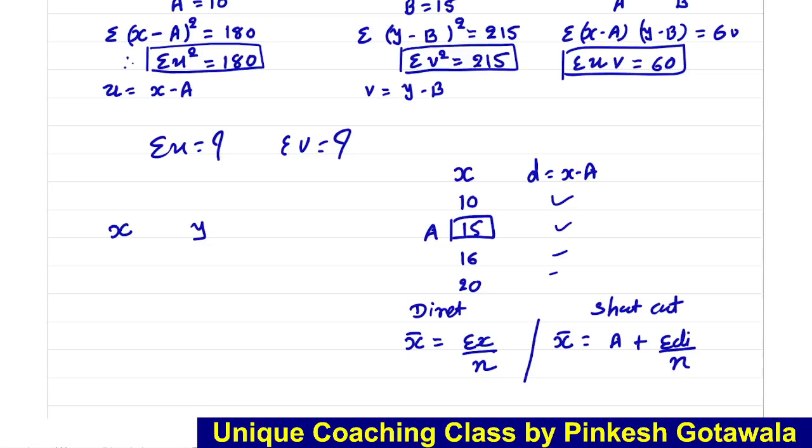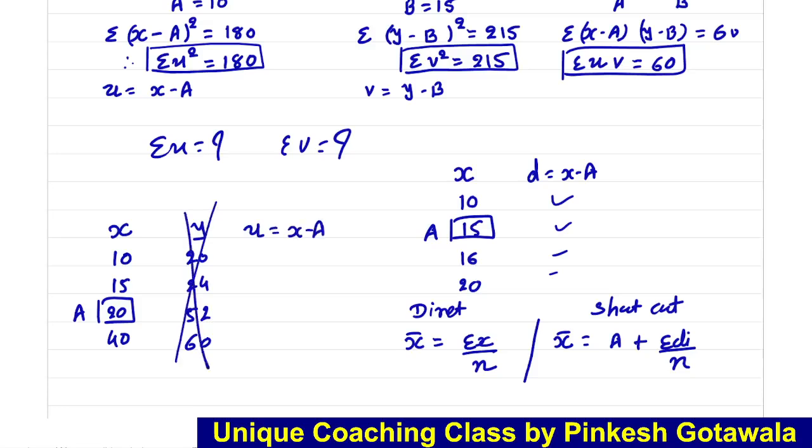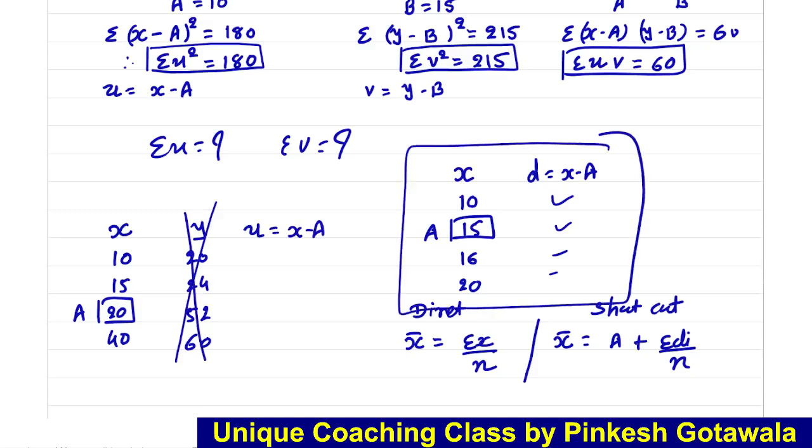We follow the same pattern. Look at here. Suppose here 10, 15, 20, 40 is given, and here y is given, suppose 20, 24, 20, 52, 60, whatever. Suppose we take any number from the x as a. Then which column do we prepare? We prepare a column u, named x minus a. Right now ignore y.